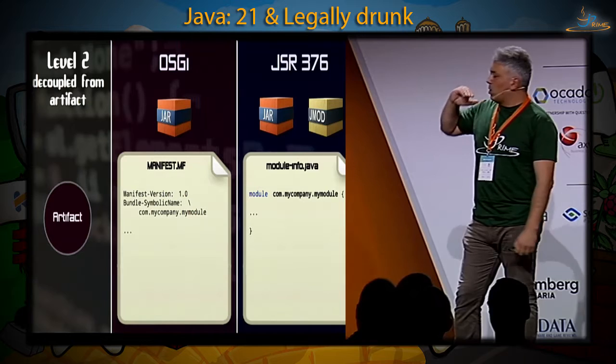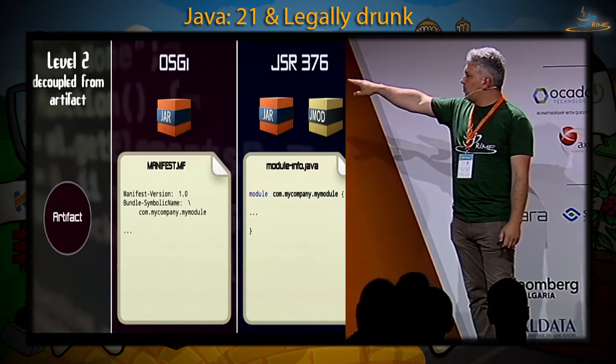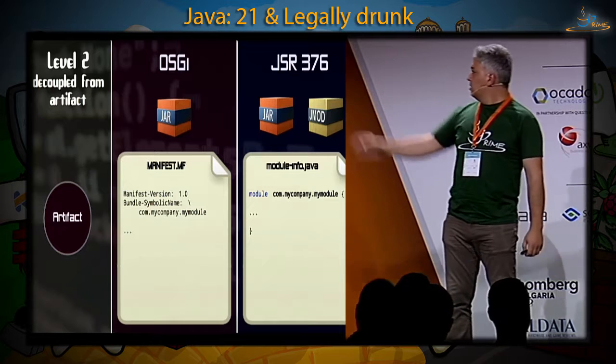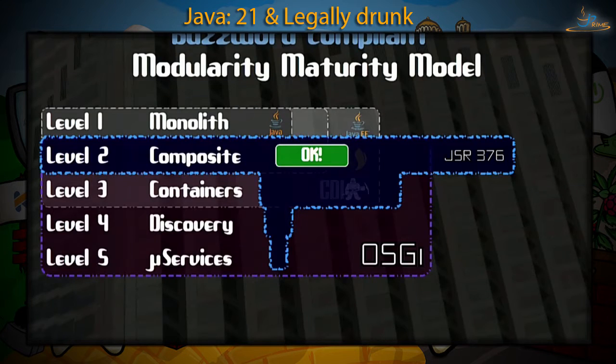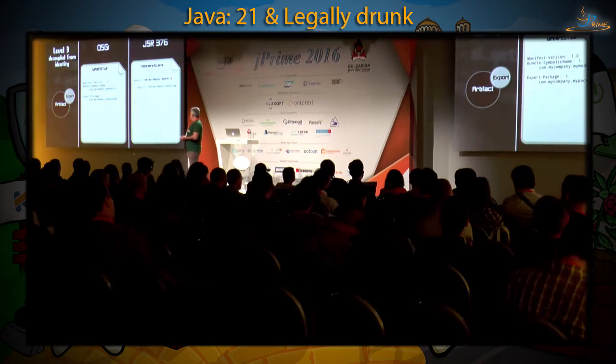And you want to decouple yourself from the artifact. So in OSGi, you would provide what's known as a Bundle-SymbolicName, and that is something that identifies your module. In JSR 376, you have this module-info.java where you put a module name. So now you don't refer to the artifact, but you are referring to what you depend on by identity. So you're now decoupled from the artifact. That's totally okay. That's why, as you can see, level two, it's good. Java 9 will solve that problem. Now let's look at level three.